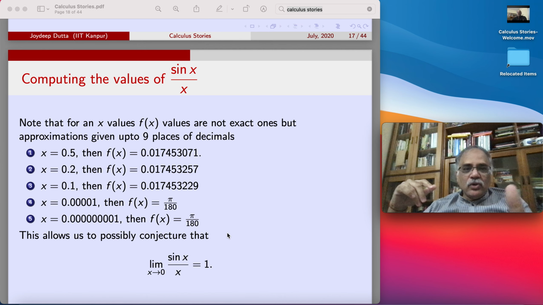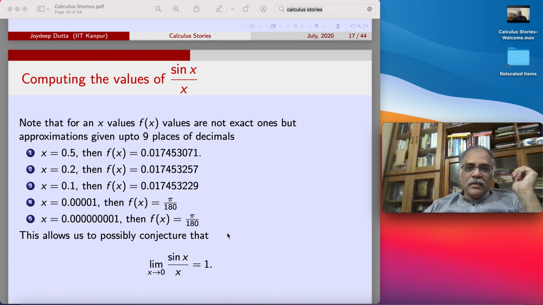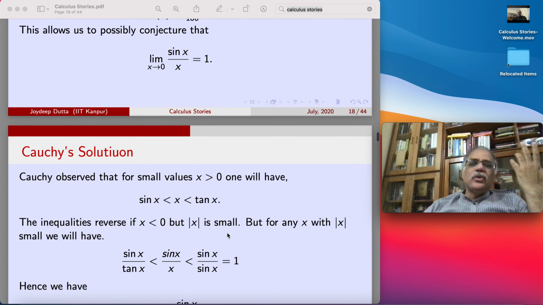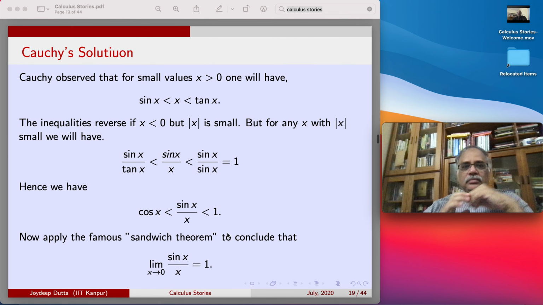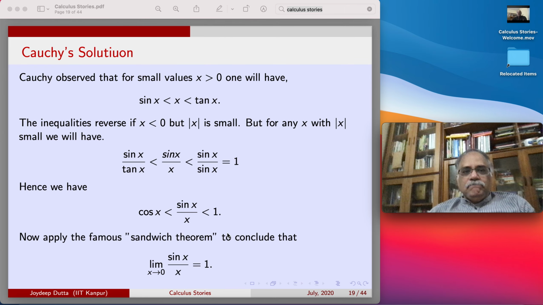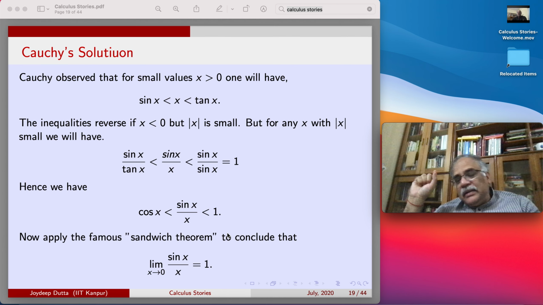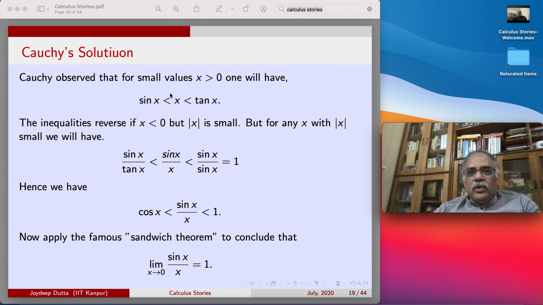So let's conjecture that limit x tends to 0, sin x by x is equal to 1. Now let us go and see Cauchy's solution. So for x strictly greater than 0, some positive number, Cauchy observed this following inequality.